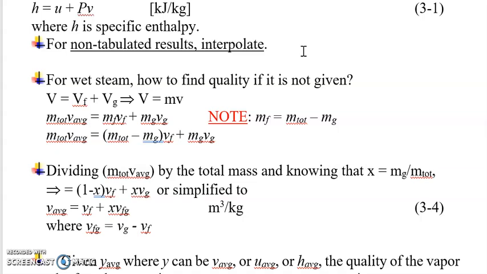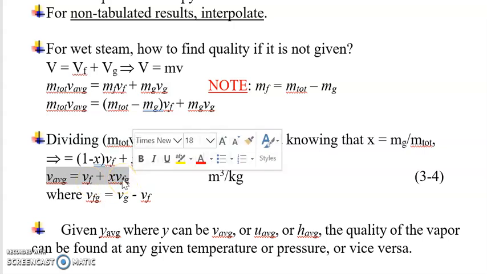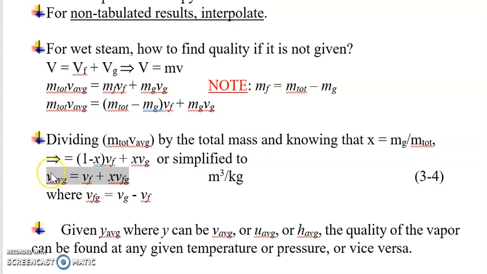Now, what if the quality of your wet steam is not provided? Can you determine it? Well, if you are given pressure or temperature and another intensive property, say for instance specific volume, yes, you may. You can look at 3.4. From here, you can see that you may get the saturated liquid specific volume from the table if you know the pressure, and you can get the vfg, which is just vg minus vf, and v average is given. You may determine your quality, and from the quality, you can determine other properties.